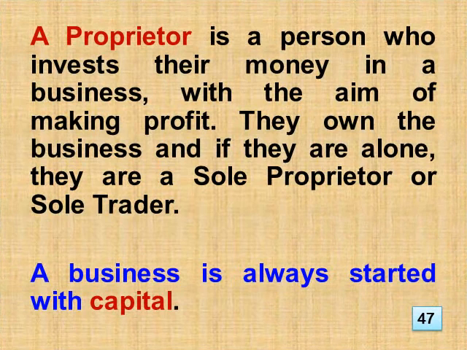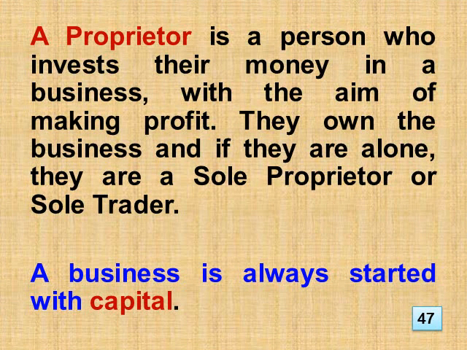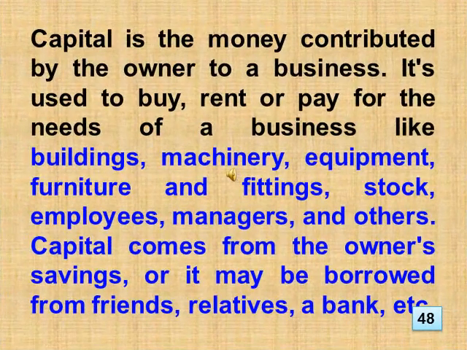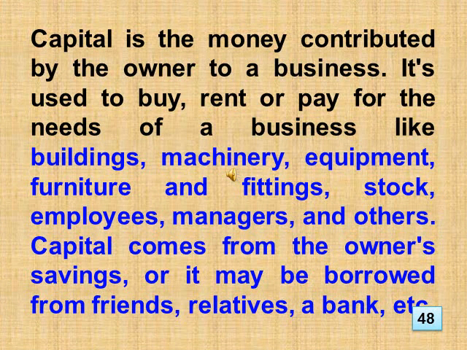A proprietor is a person who invests their money in a business with the aim of making profit. They own the business, and if they are alone, they are a sole proprietor or sole trader. A business is always started with capital. Capital is the money contributed by the owner to a business. It's used to buy, rent, or pay for the needs of a business like buildings, machinery, equipment, furniture and fittings, stock, employees, managers, and others. Capital comes from the owner's savings, or it may be borrowed from friends, relatives, a bank, etc.